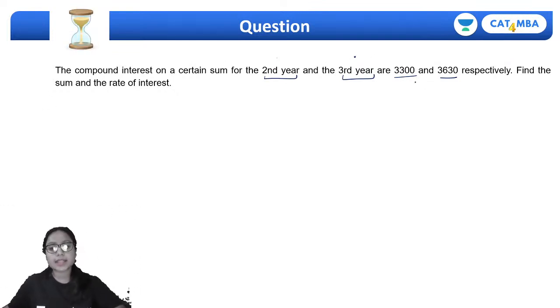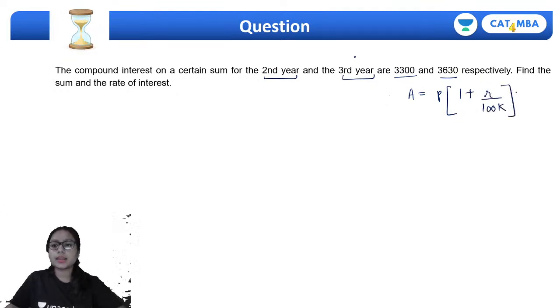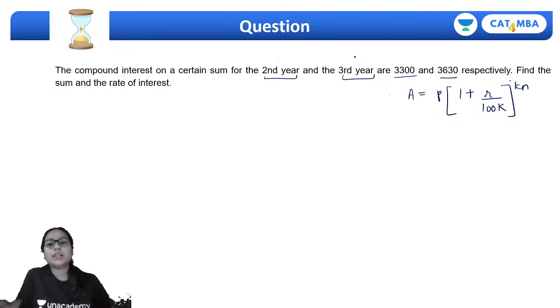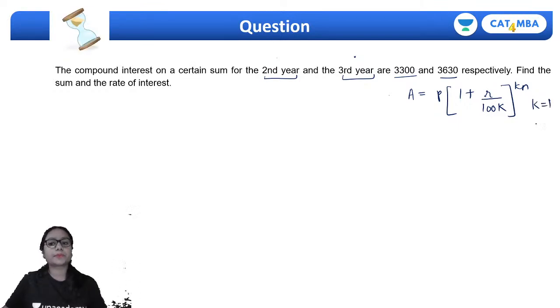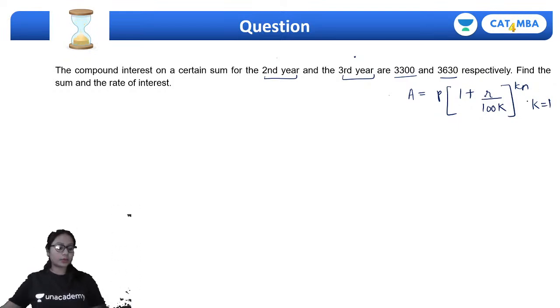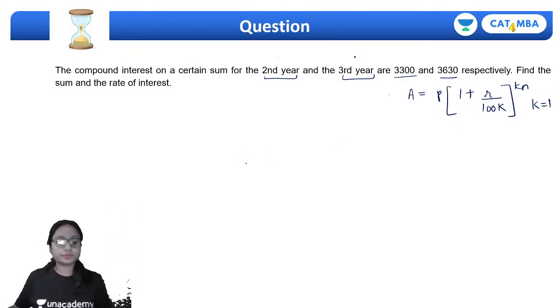So I'll be using the same formula. According to the formula, we know that amount is equal to principal into 1 plus r upon 100k raised to the power kn. Now again in this question, it is not given whether compounding is done annually, semi-annually or quarterly. So in such cases, I will take that compounding is done annually. So I will take the value of k as 1. Now let's start solving the question. Please solve the question.